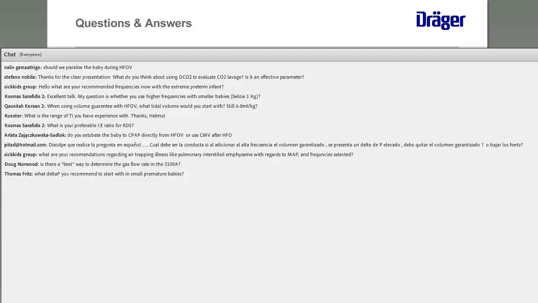If the ventilator is decreasing delta P very fast because the baby is improving, probably this is very good news for the baby. But if the ventilator is increasing too fast to a very high level of delta P, then sometimes it's better to decrease the frequency to prevent pressure trauma from a very high delta P.